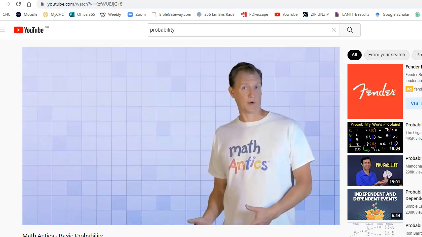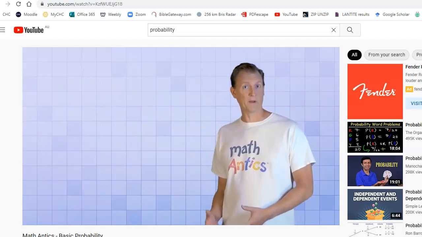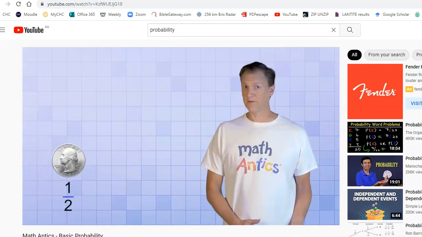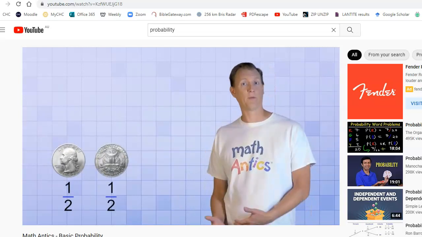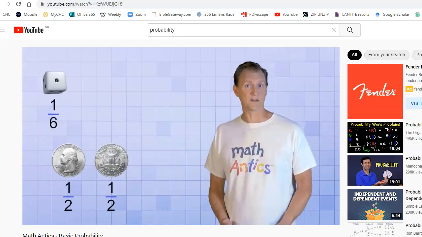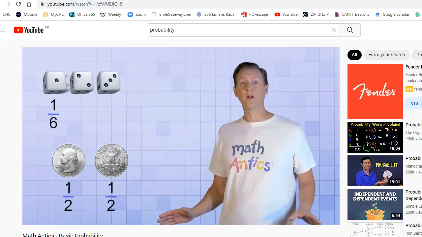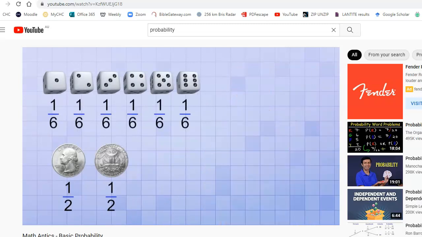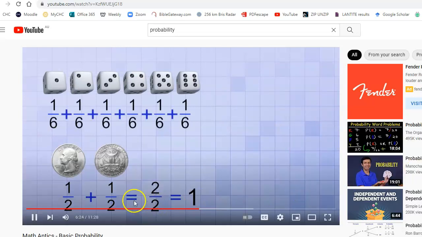There's another thing I should point out. Remember the probability of flipping heads is 1/2, and the probability of flipping tails is 1/2. The probability of rolling a 1 is 1/6, and the probability of rolling any other number on the die is 1/6. If you add up the probabilities for the coin flip, you get 2/2, or 1. And if you add up the probabilities for rolling the die, you get 6/6, which is also 1. And that's not just a coincidence.